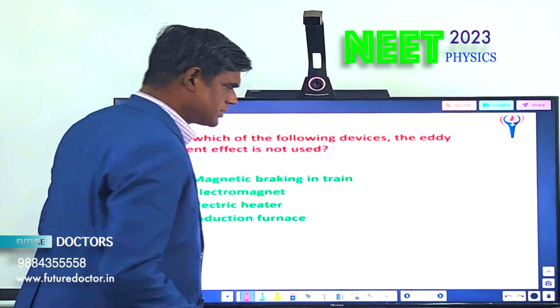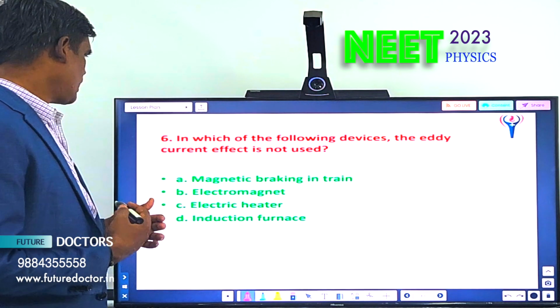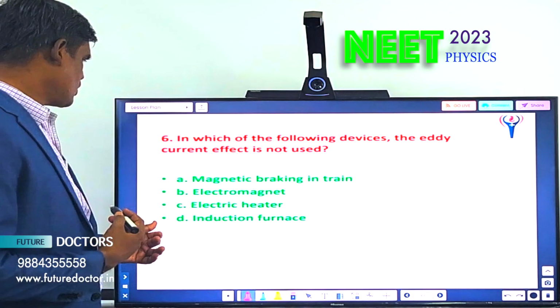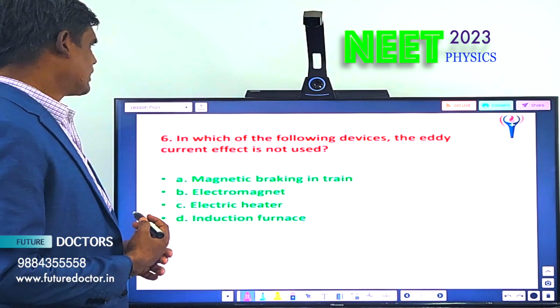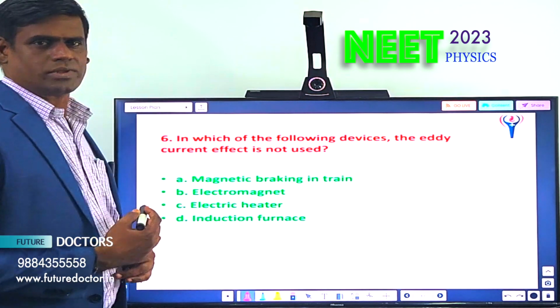Let's move to question number 6. In which of the following devices eddy current is not used? A option magnetic braking in train. B option electromagnet. C option electric heater. D option induction furnace. That is the application of eddy current. By knowing that idea, you will solve this question.